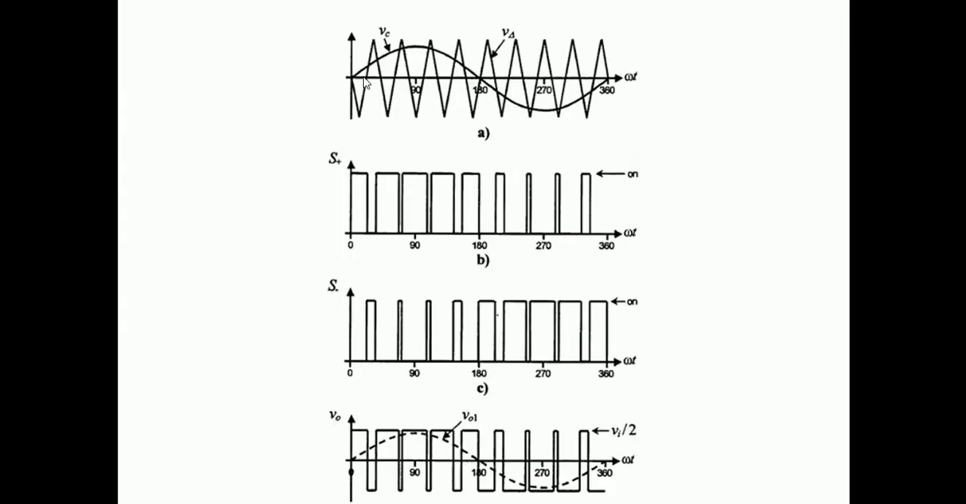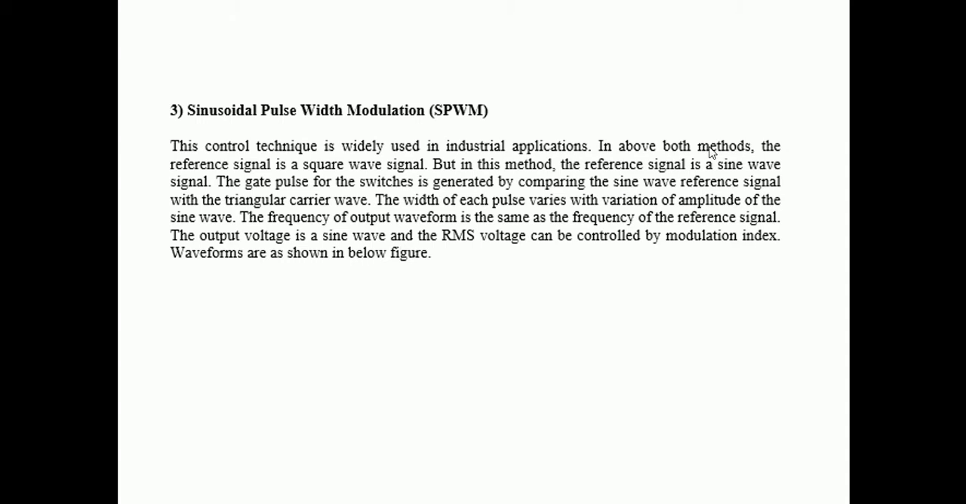Here you can see that this is the sinusoid, this is the reference now, and this is your carrier signal. Now reference minus carrier will give you the pulses. So you can see that you get high pulses here and low pulses here. Similarly for the other switch you get the high pulses here and low pulses here. So overall your output will be like this. You will be having more pulse width during the peak of the sine wave and less pulse width around the zero crossing of the sine. So this is the beauty of sinusoidal pulse width modulation.